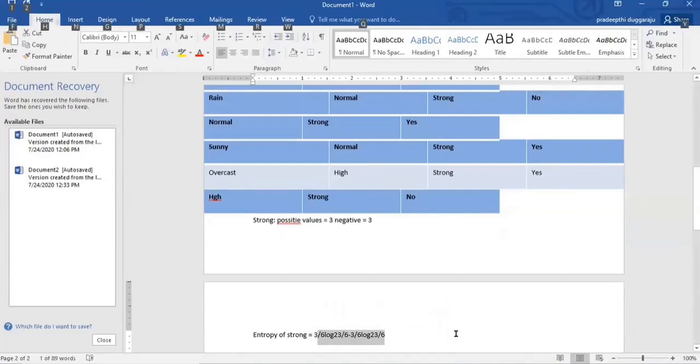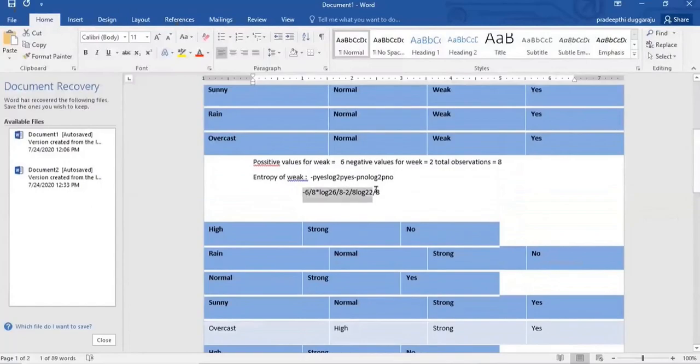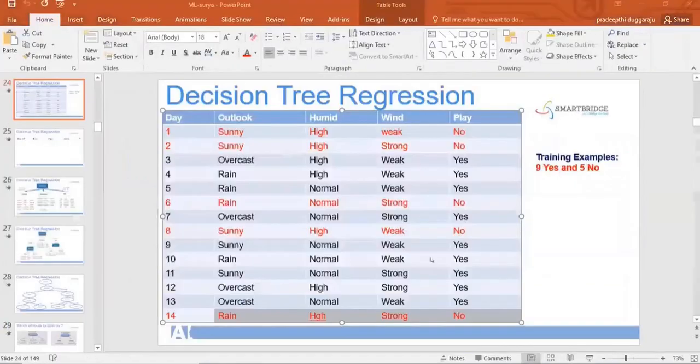Now, let's see whether this formula and the values that we have written here are the same as the values that we have written in the PPT or not. All right. So let's check.